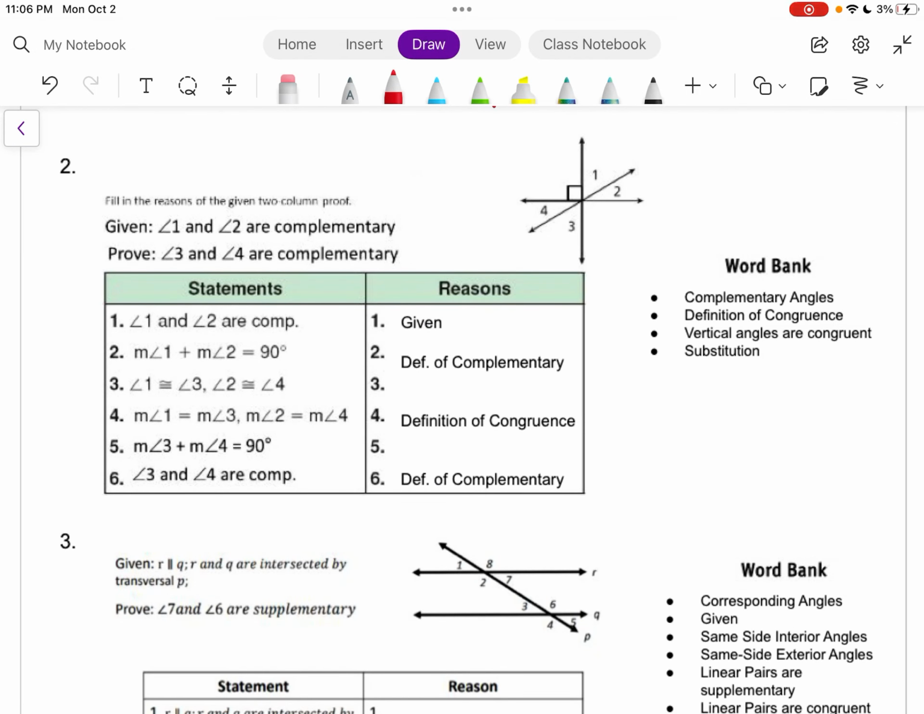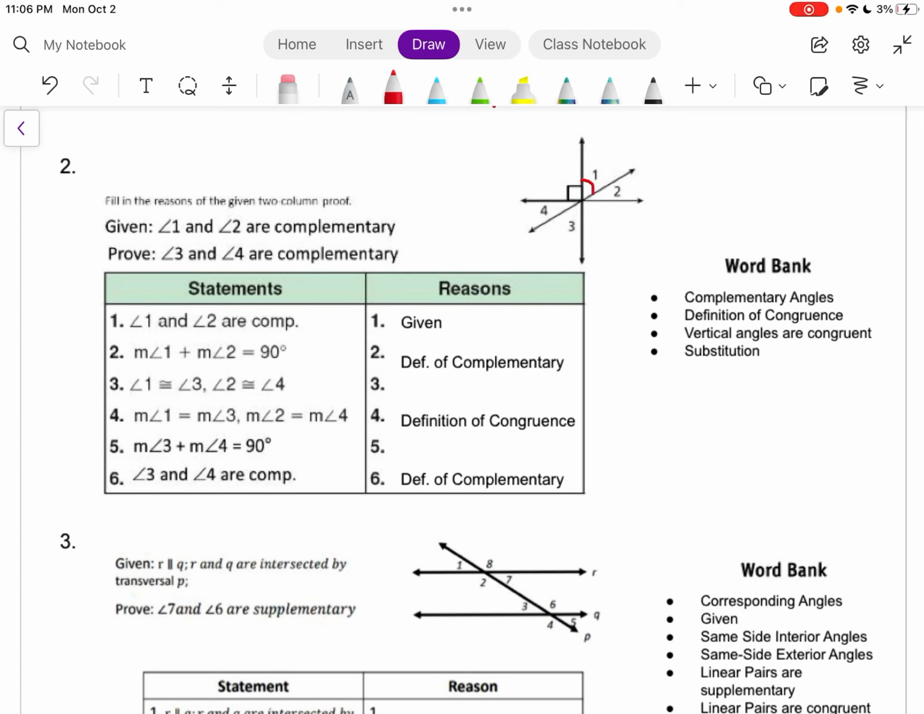In question number 2, we're using a word bank once again to fill in this proof. This time, we're looking for the reasons that explain statement number 3, and we're looking for a reason that explains statement number 5. So let's focus on statement number 3 for now. We want to know why angle 1 is congruent to angle 3 and why angle 2 is congruent to angle 4. To do this, we need help from the picture provided.